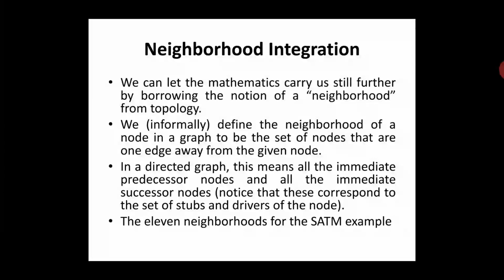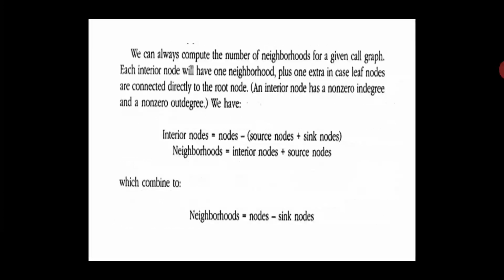In a directed graph, of course, this means all the immediate predecessor nodes and all the immediate successor nodes. There are 11 neighborhoods for the SATM example. Some formula is there to find the interior nodes for the neighborhoods. We can always compute the number of neighborhoods for a given call graph.